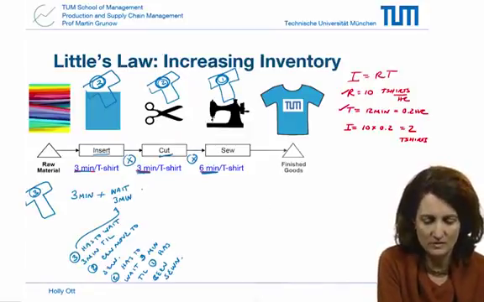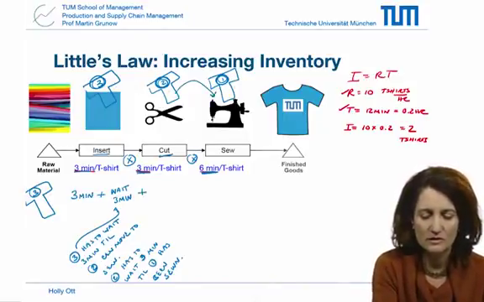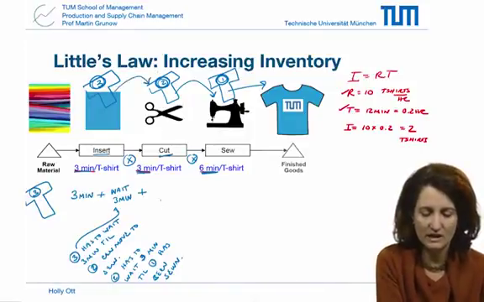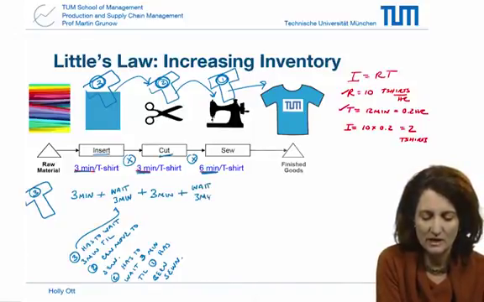Once that happens, though, then 2 can move over to sew. The t-shirt 1 is done, and 3 can move over here to cut and gets cut for 3 minutes. But then the same thing happens. It has to wait 3 minutes. And why?